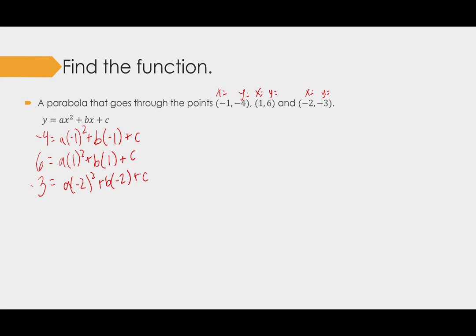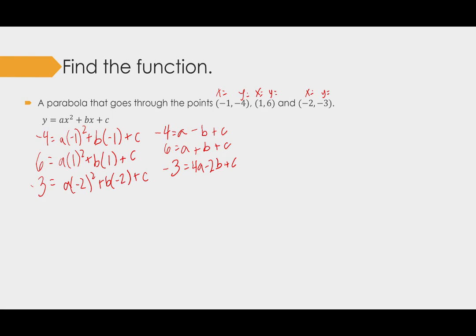Let's go ahead and simplify those equations. We're going to have -4 equals a, because -1 squared is just 1, minus 1b, or just b, and c. All these are going to have just plus c at the end. That'll be nice. 6 equals 1 squared is 1 times a, b times 1 is b, and c. -3 equals -2 squared is positive 4a, -2 times b is -2b, and c. So we have a system of 3 equations with 3 variables.